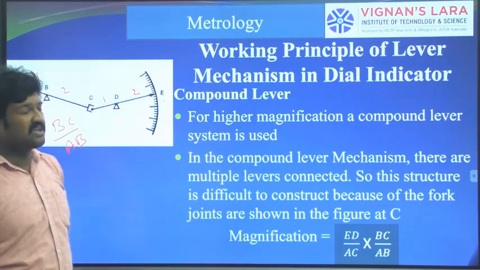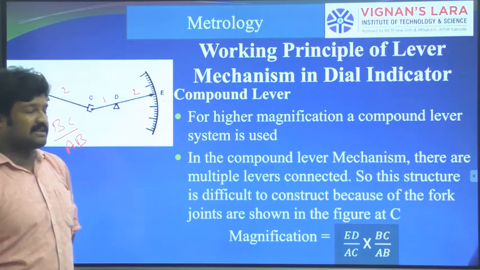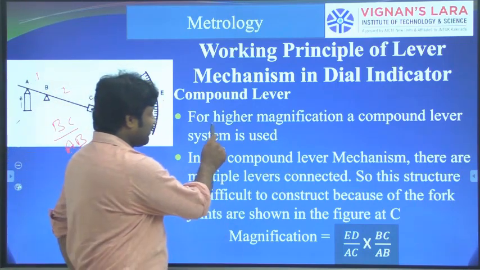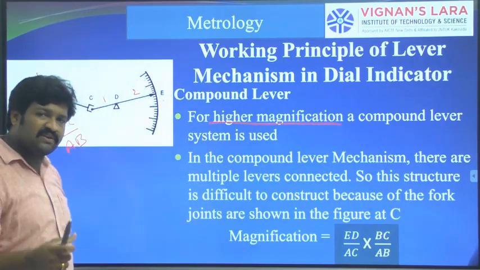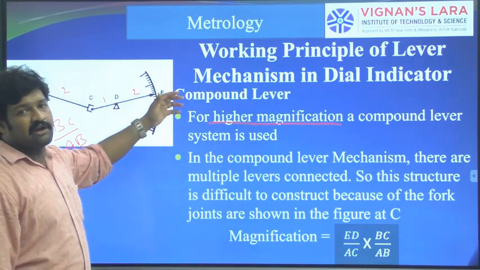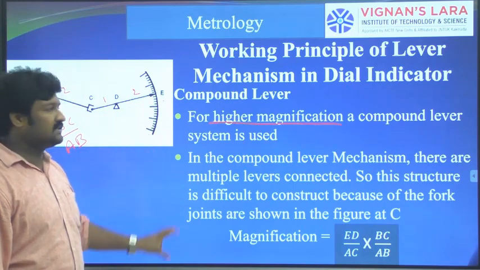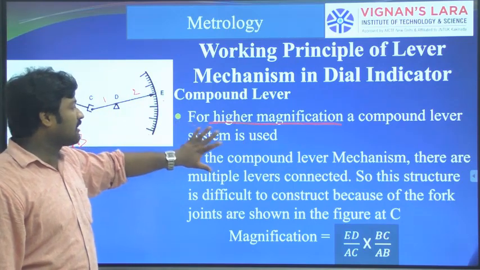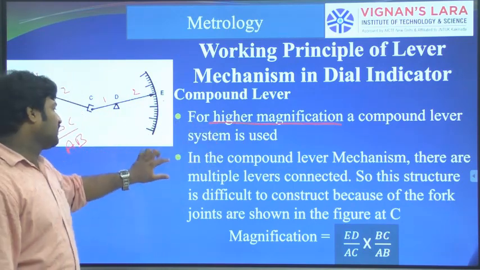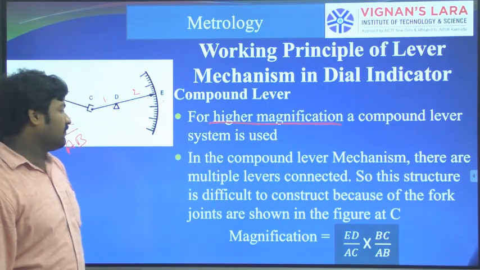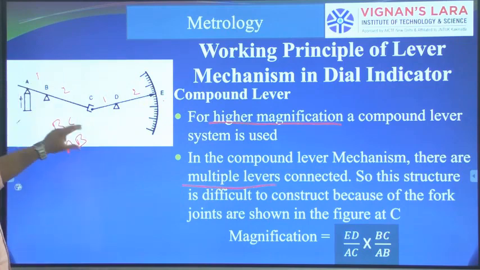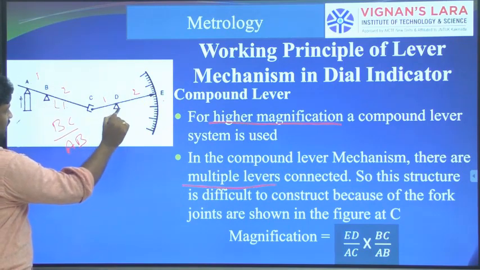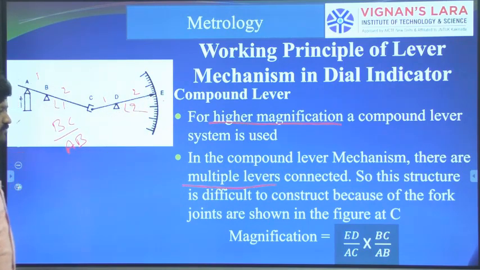For higher magnification, a compound lever system is used. If the deflection is very small and we need to identify that deflection also, then we will go for compound lever mechanism dial indicators. In the compound lever mechanism, there are multiple levers. Here we use 2 levers, that is lever 1 and lever 2.